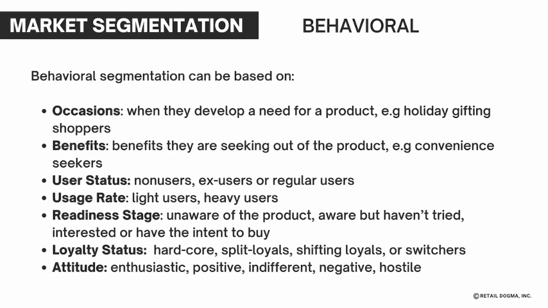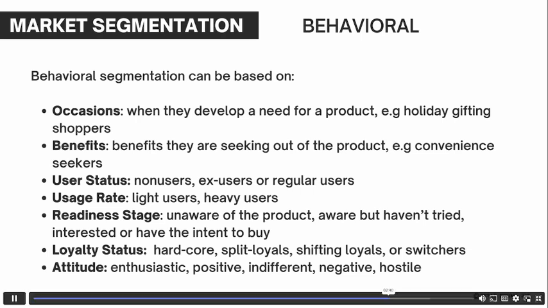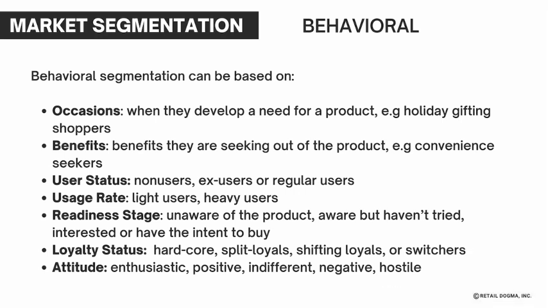The segmentation based on loyalty in particular can play a big role while making pricing decisions. Retailers that mainly have a customer base of shifting loyals or switchers might not be able to build pricing power and should be very cautious about raising their prices. Finally, behavioral segmentation could be based on attitude. There are 5 attitude groups, and these include enthusiastic, positive, indifferent, negative, hostile.